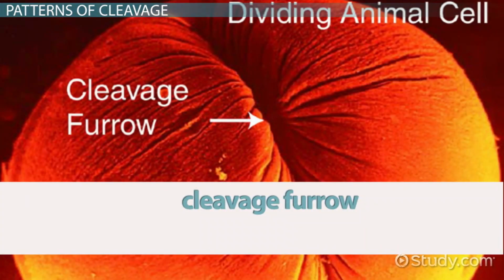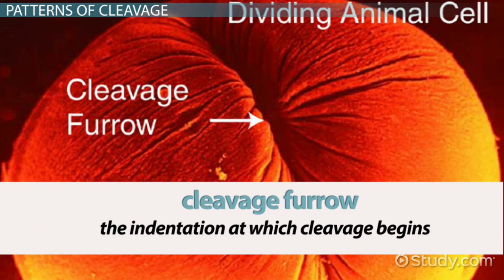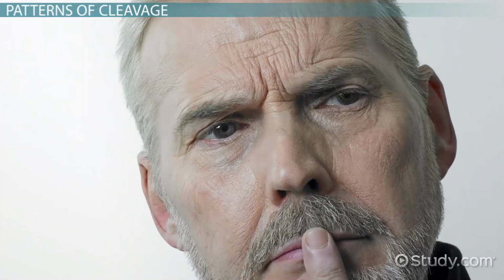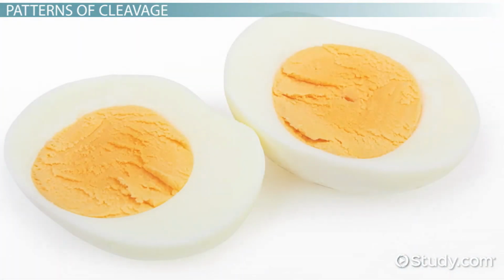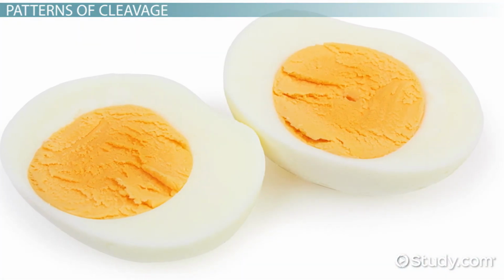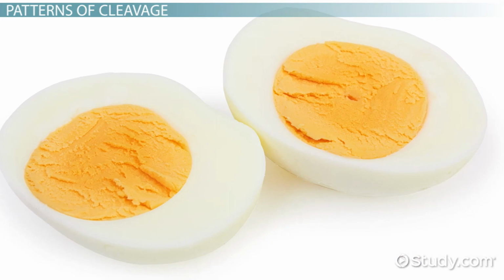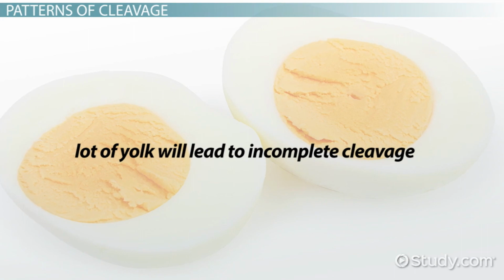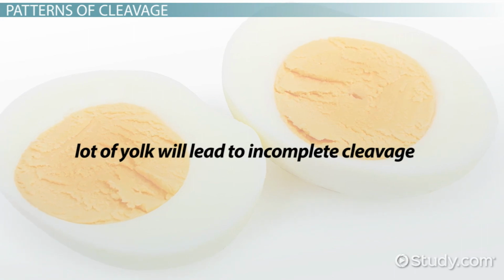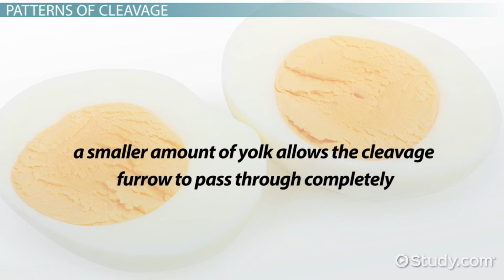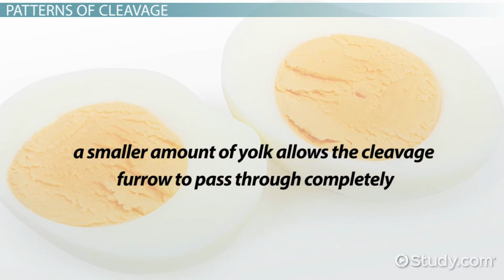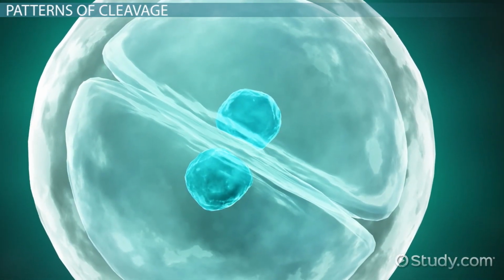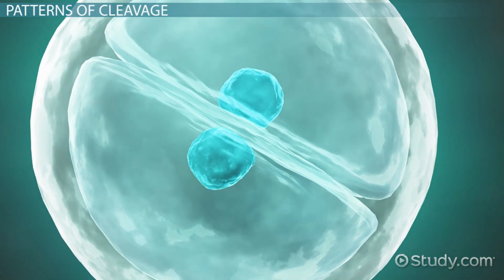A cleavage furrow is the indentation at which cleavage begins. Think of a cleavage furrow as being similar to that indentation that appears on your forehead when you furrow your brow. Have you ever tried to cut through the middle of a hard-boiled egg? You might have noticed that it is far easier to cut through the white than the dense yolk in the center. A lot of yolk will lead to incomplete cleavage because the cleavage furrow can't pass through that yolk, while a smaller amount of yolk allows the cleavage furrow to pass through completely. To remember the difference, it might help to think of holoblastic cleavage as cutting through the whole cell.